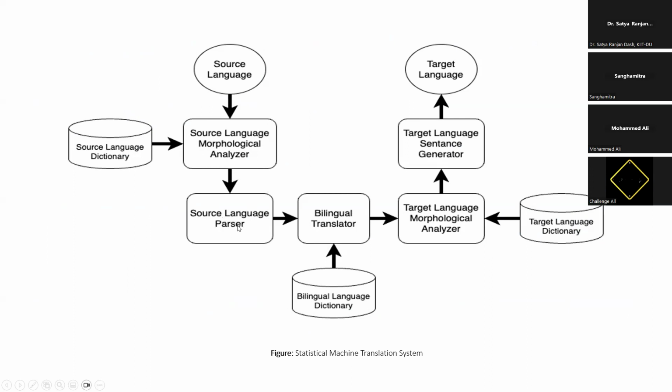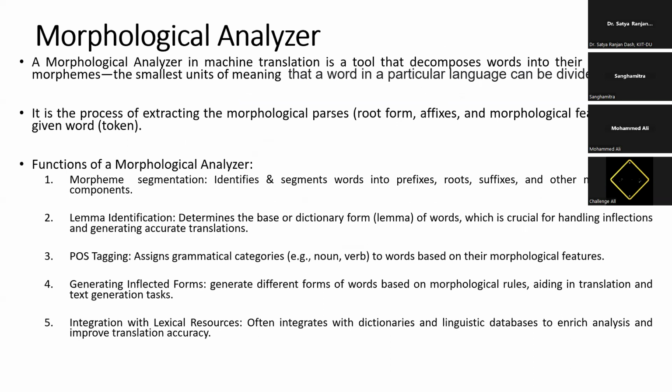And this will be fed to the source language parser. So let me take you down to this particular system. The job of the morphological analyzer will be to decompose the words into the constituent morphemes. And what are the morphemes? Morphemes are the smallest units of meaning that a word in a particular language can be divided into.